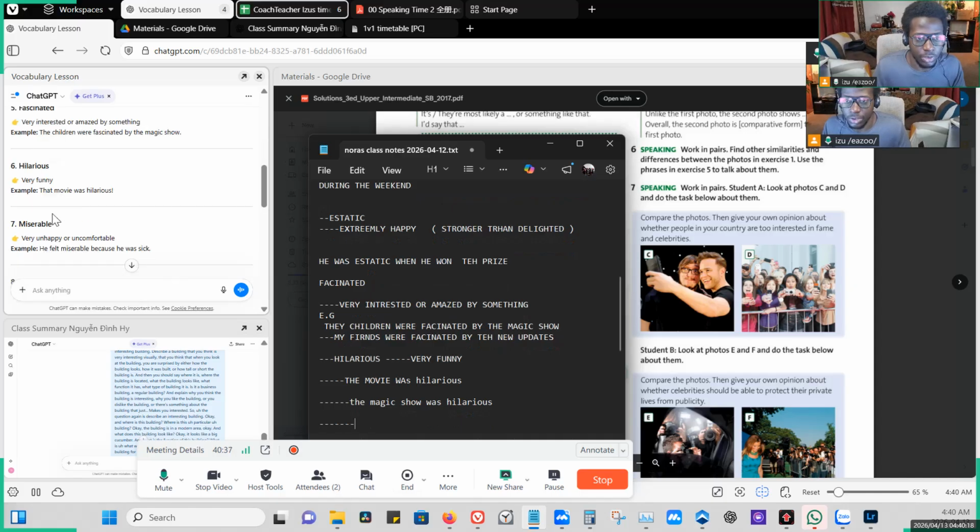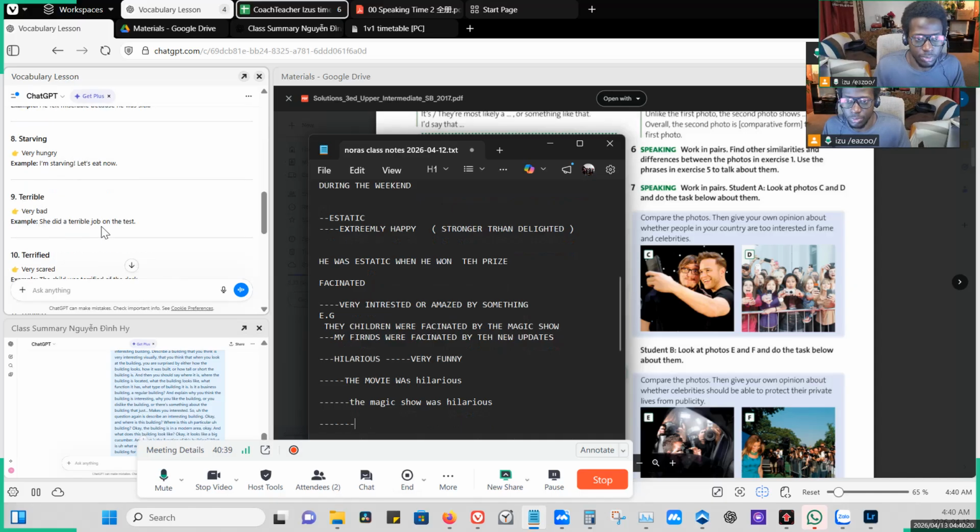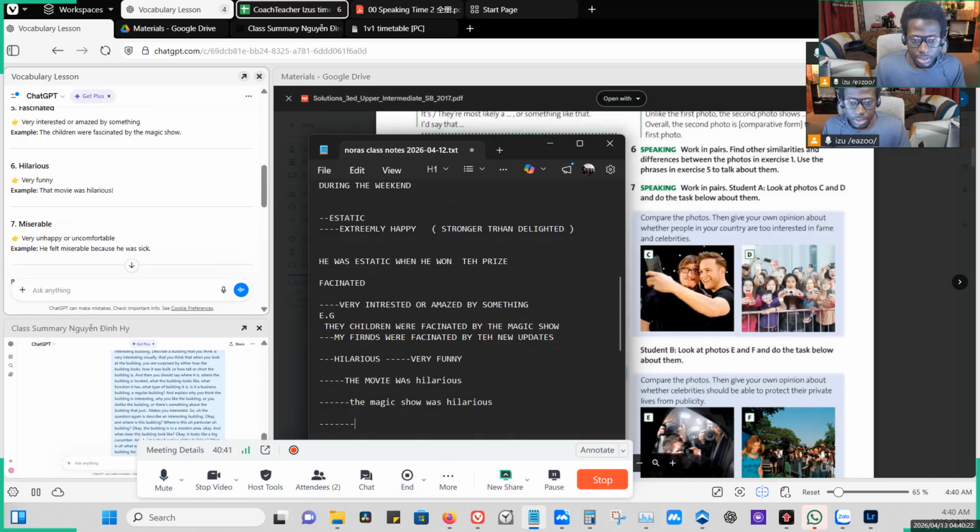The next one we're gonna go over is miserable. This means very unhappy or uncomfortable. If I want to use the word miserable in a sentence, you can say, he felt miserable because he was sick. He felt very unhappy. He was not happy. He was very uncomfortable because he was sick.